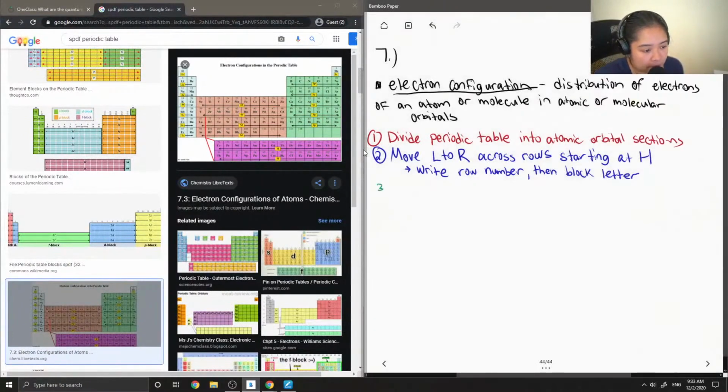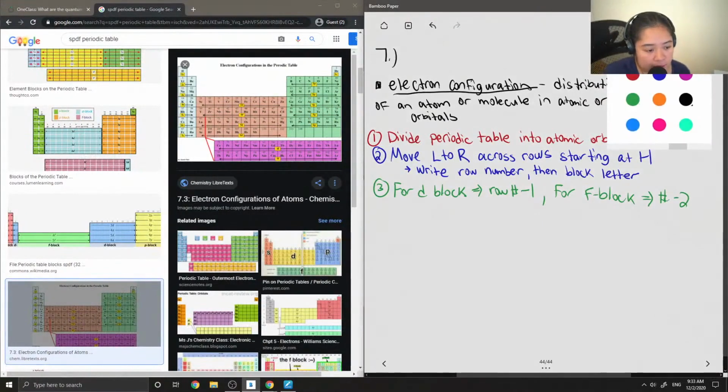Another thing to add, when you get to the D block, we are going to write down the row number minus 1, and when we get to the F block, it's the row number minus 2.